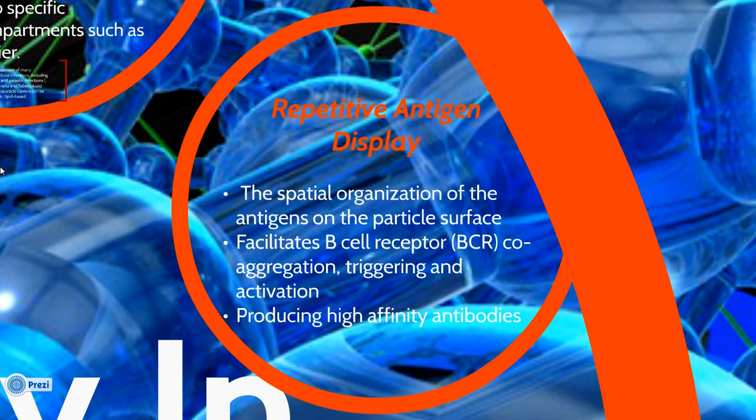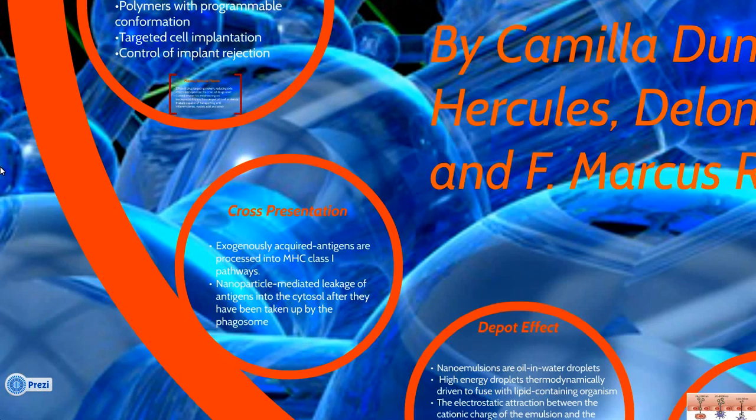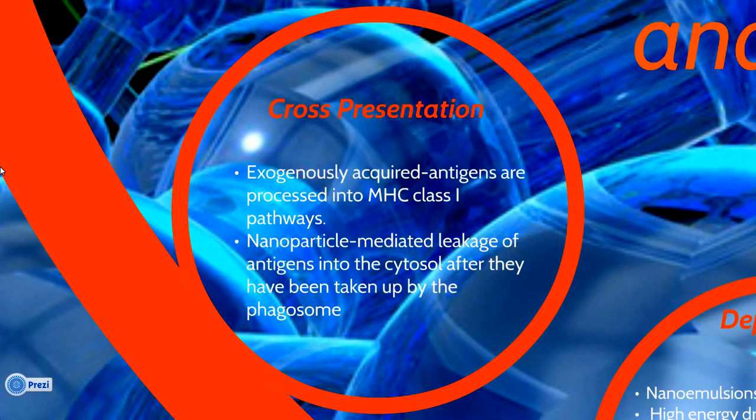Repetitive antigen display. The spatial organization of the antigen on the particle surface facilitates B cell receptor cross-linking, triggering activation, thereby producing high affinity antibodies. Cross-presentation. Exogenously acquired antigens are processed into MHC class I pathways. Nanoparticle-mediated leakage of antigens into the cytosol occurs after they have been taken up by the phagosome.